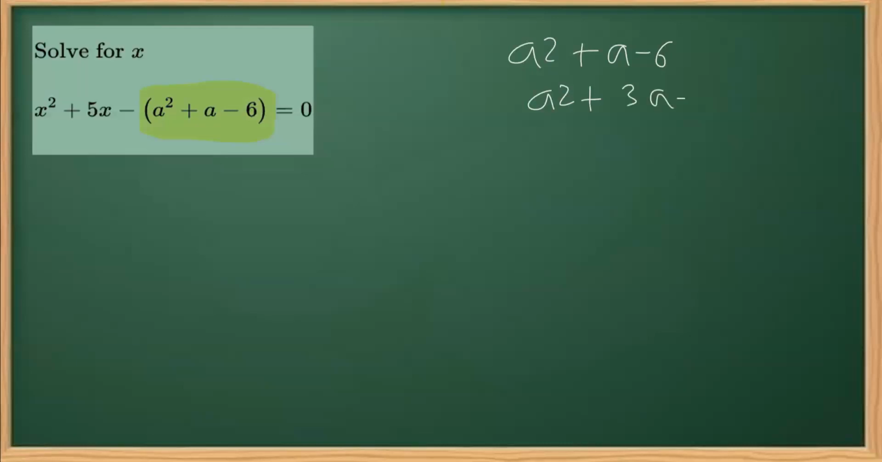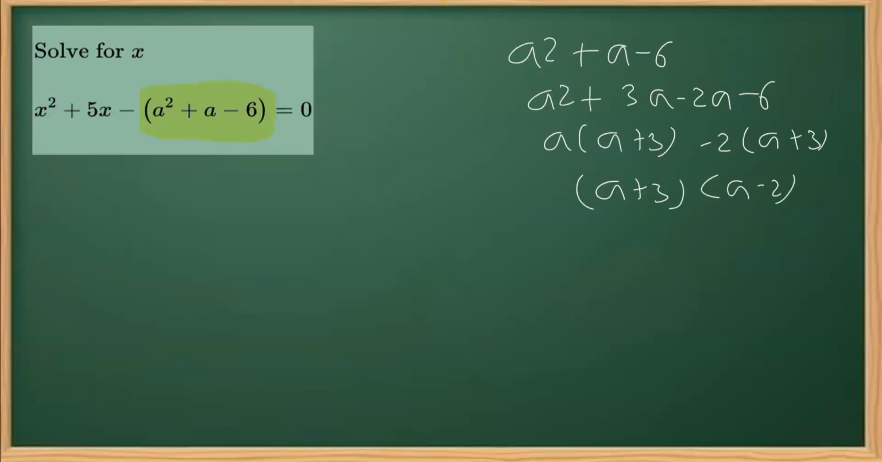So it's a squared plus 3a minus 2a minus 6. So if you take a common, you'll get a plus 3. And if you take minus 2 common, you'll get a plus 3. So clearly, a plus 3 and a minus 2 are its factors.